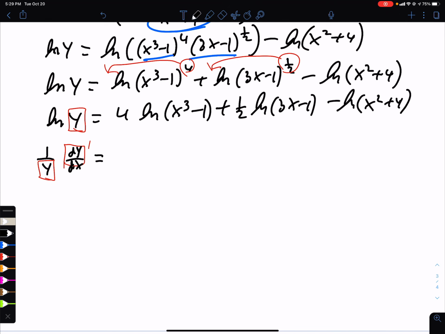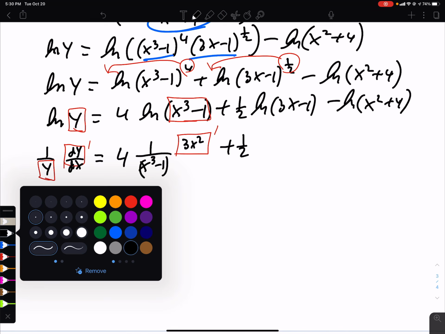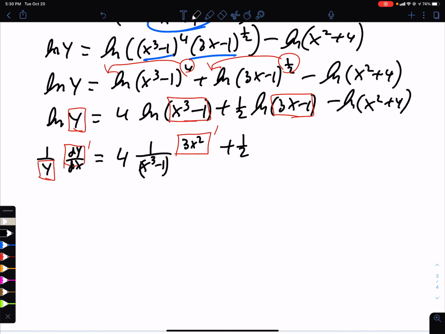We got through that. 4 is a constant, and what's the derivative of ln of box? Well, we just did that. It's 1 over box times the derivative of box, but the derivative of the inside is just 3x squared. Let's keep going. Again, we have 1/2 as a constant. We just copy that. And we have ln of box. The derivative of ln of box is 1 over box times the derivative of box. So we need to multiply by the derivative of box, which is just 3.